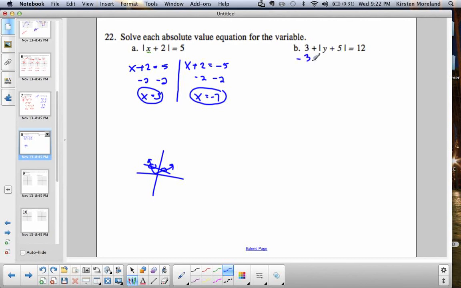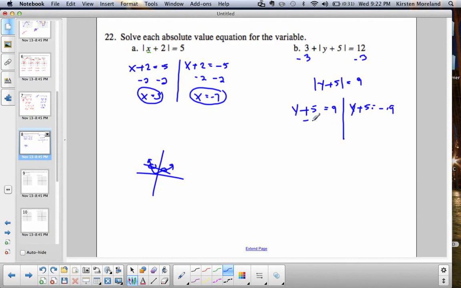Right. Next one, I'm going to minus 3 from both sides. Get the absolute value of y plus 5 equals 9. Here's where I can split it into two parts because I don't know whether it was positive or negative. So I have a positive 9. Or I could have a negative 9.